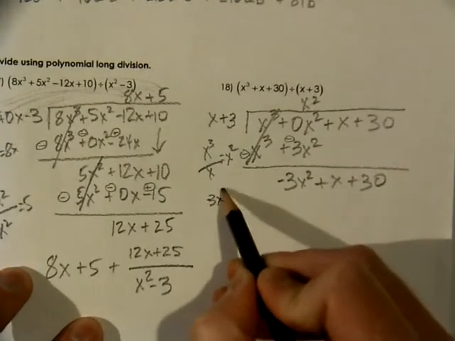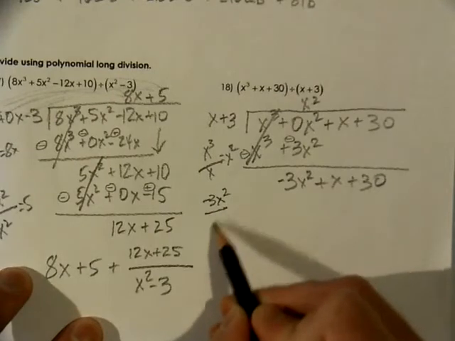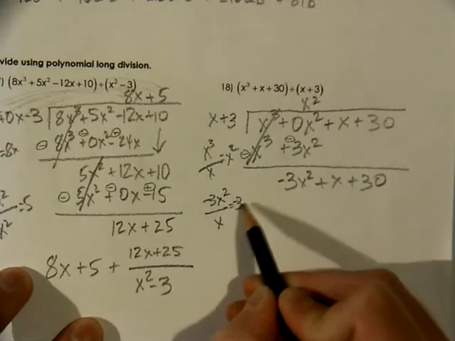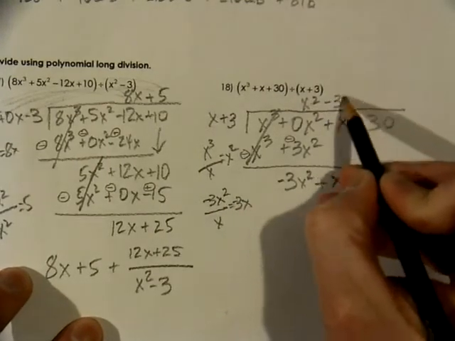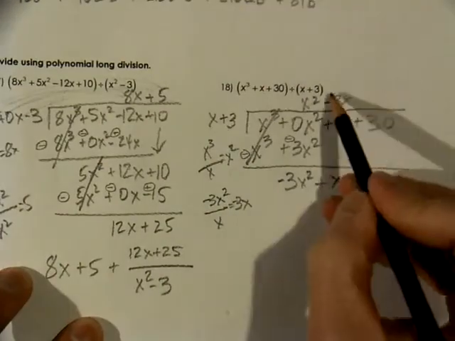Take your first term, be a negative 3x. Notice that's in the x column.